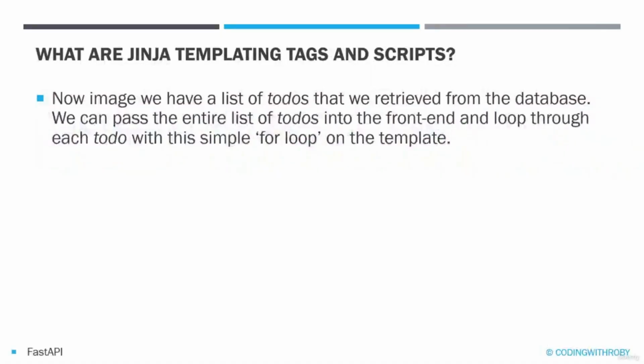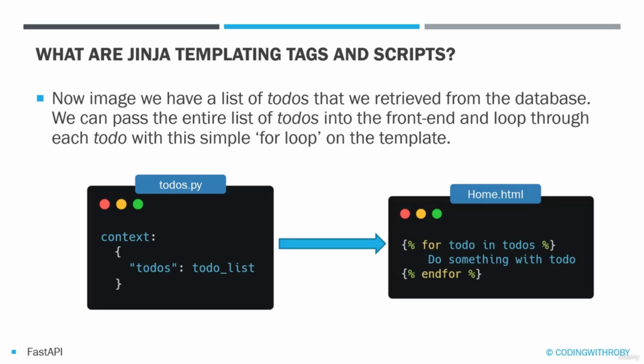Now imagine we have a list of to-dos that we receive from the database in the Python backend. In the example, we can see the context object from todos.py and a for loop within home.html. For us to display all of the to-dos, we must loop through each to-do within the to-dos list and then print the to-do. The Jinja templating scripts allows us to do this easily. First, we have to pass in the list of to-dos from Python. In the context object, we are saying we want to create a variable called to-dos, which will hold the data of all of the data within the to-dos list.